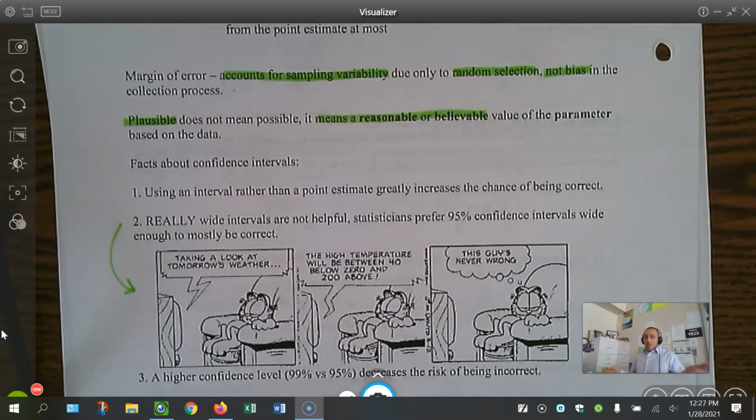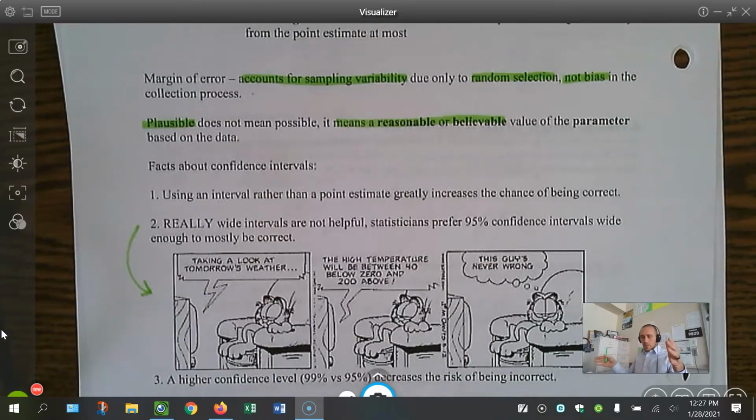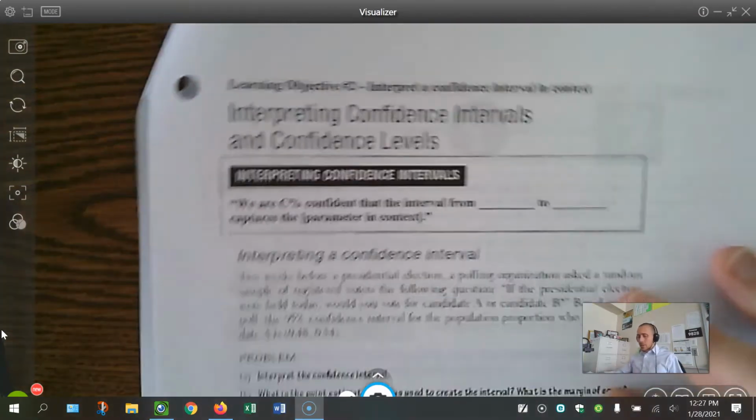So it's just completely pointless. That's not giving us any information. So there's no such thing as a 100% confidence interval because that would be useless. Higher confidence levels decrease the risk of being incorrect, but the problem is they get wider and wider. So we try to find this balance. Usually statisticians use 95% as their kind of threshold.